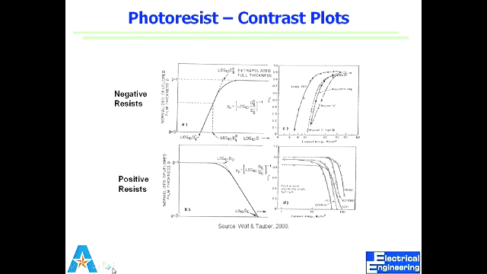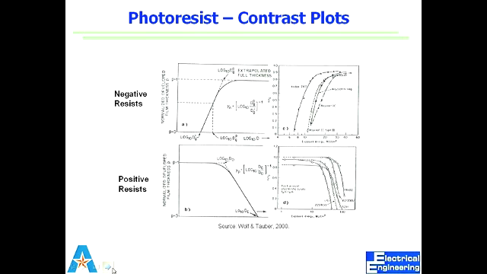Here the slope is much less steep than in the case of positive. So the x-axis is the exposure energy. I get a feel of it. Can you explain again why negative resist is much more sloppy than positive resist?